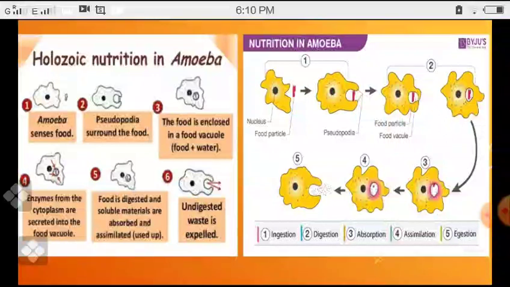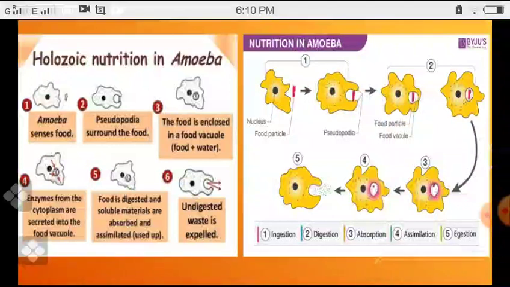The amoeba senses the food, and the pseudopodia surround the food. What is the food of amoeba? It is zooplankton or phytoplankton. This is called ingestion: taking in food through the pseudopodia, the finger-like projections which surround the food particle. This is the first process.